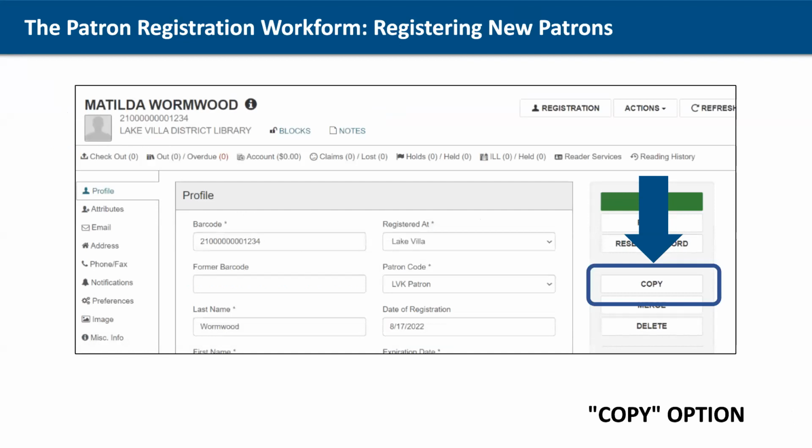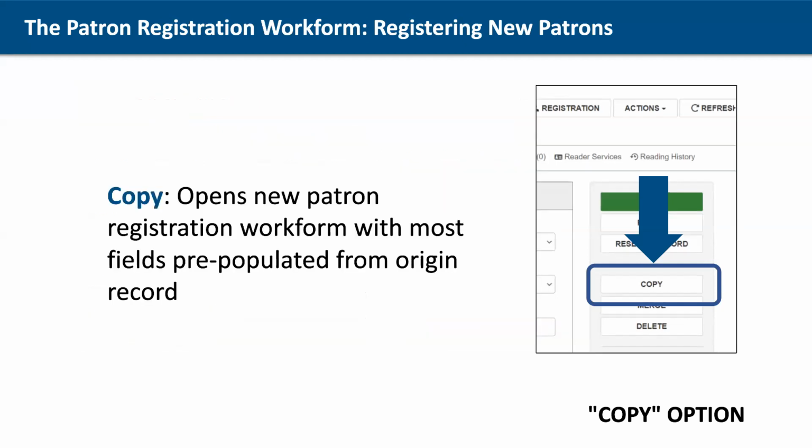Now, I don't know how many people are aware of this. Once you've saved the record, you'll see additional options pop up. And one of those options is a copy button. Now, if you're registering a family, the copy button could potentially help you save some time. What this button does is open up a new patron registration work form, but it pre-populates with just about all of the same information as the original record, which does include fields like name and birth date.